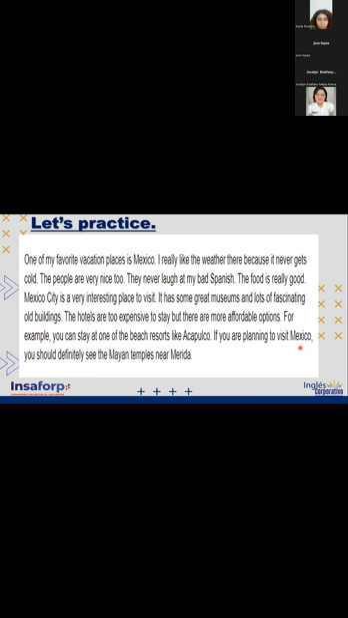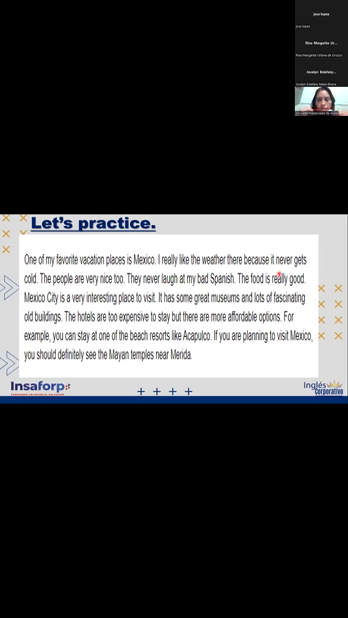Go ahead. For example, you can stay at one of the beach resorts like Acapulco. Okay. That was a good pronunciation of this word, actually, because you know, right? What's the other part of that word? So we have to be a little bit careful when we pronounce this word, because sometimes it gets confused with the other word. I know that you understand what I mean by that, okay? Yes, I understand.